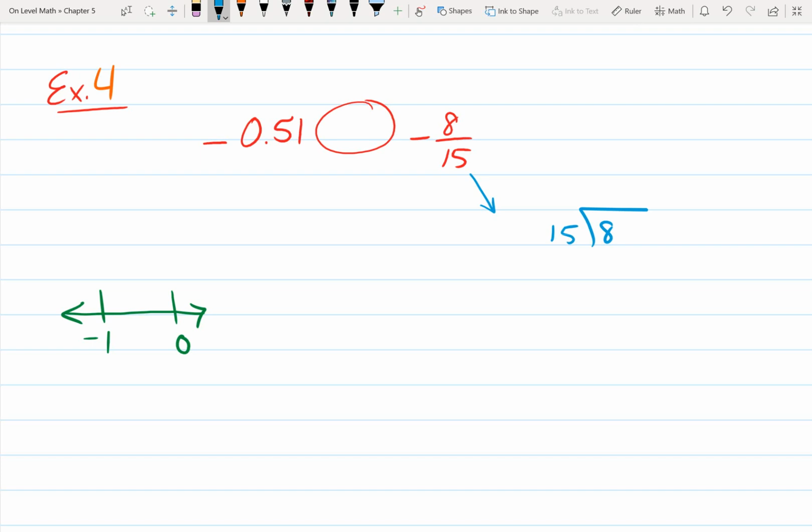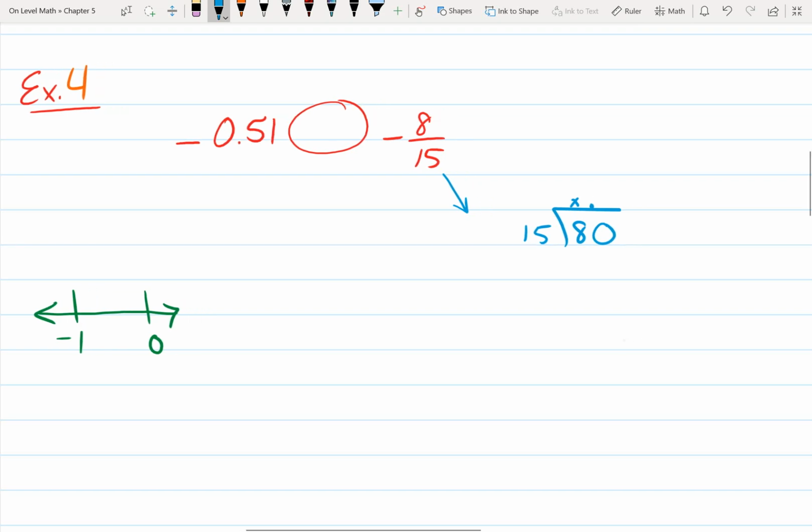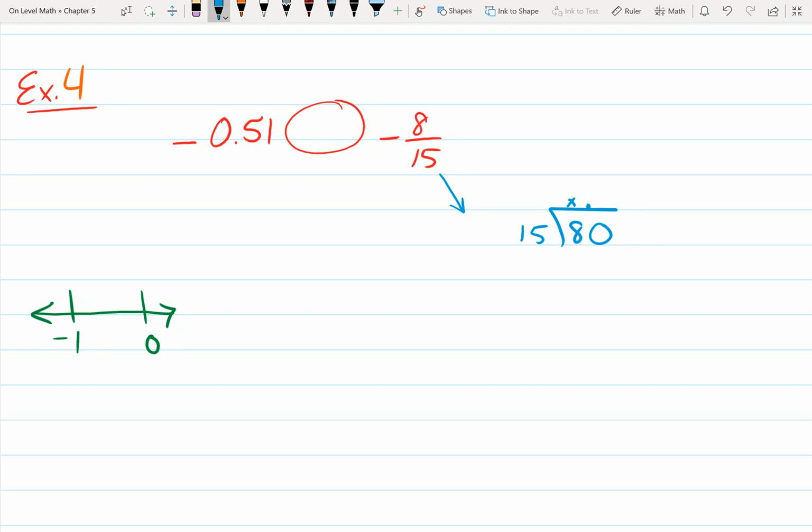Can 15 go into 8? Nope. So I put a little X there. And then I know I have to add a decimal and a 0. 15 can go into 80. How many times? If you're not sure, let's do a little side work. Let's do 15 times 5. 5 times 5 is 25. 5 times 1 is 5. Plus 2 is 7. Perfect. So it goes in 5 times to give us 75. Subtract. We get 5.